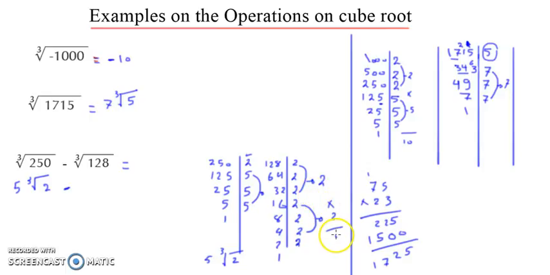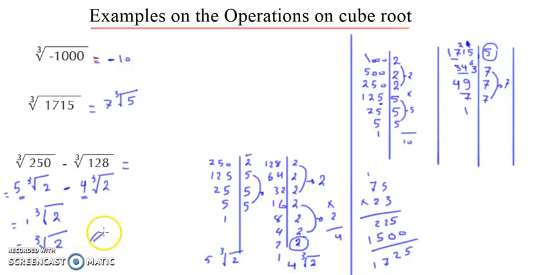Let's multiply: 2 times 2 is 4. So it will be 4 cube root of 2, as this 2 has no cube root. So 5 cube root of 2 minus 4 cube root of 2 equals, these are like terms, so we subtract the coefficients. 5 minus 4 is 1 cube root of 2. So the answer is cube root of 2. Thank you so much for watching, and see you in the next video.